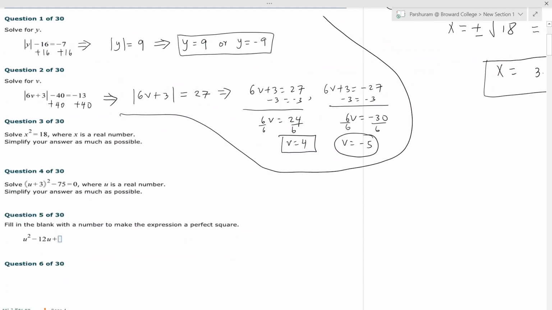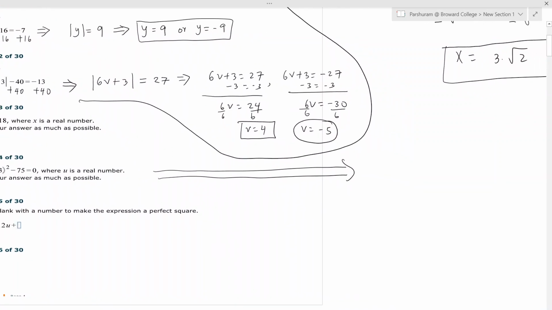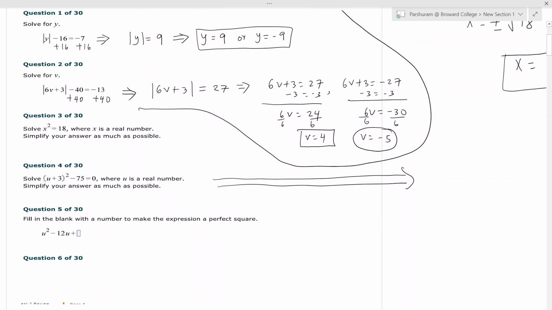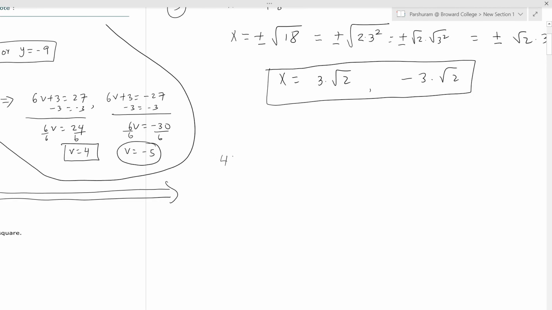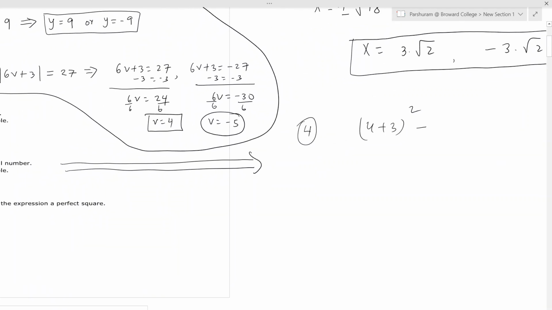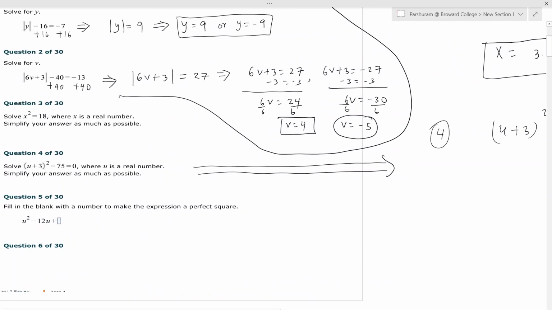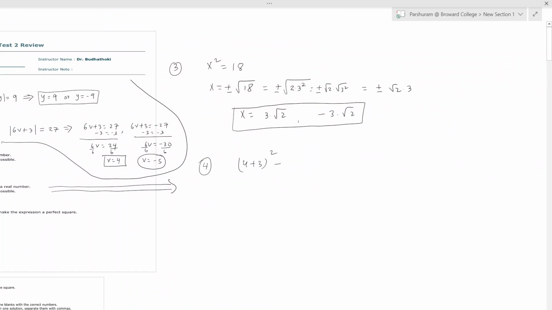For problem 4, once again, this is a quadratic equation, so I'm going to bring it here: u plus 3 squared minus 75, where u is a real number, and simplify your answer as much as possible. So u plus 3 squared minus 75 equals 0. To solve for u here, first of all, we have to bring this 75 to the right side. For that, I'm going to add 75 to both sides.